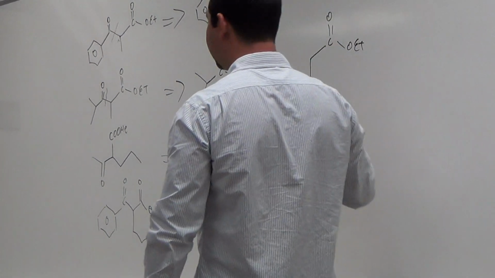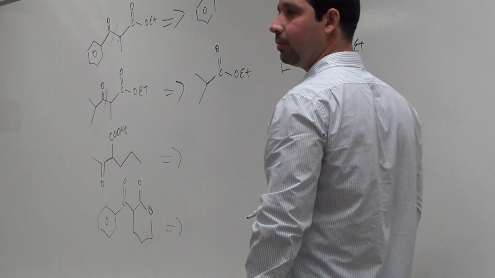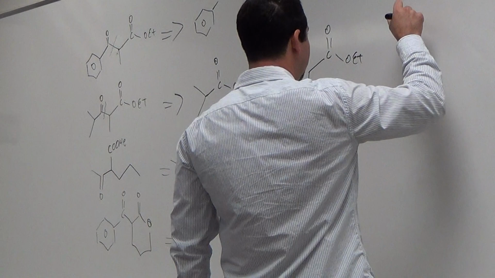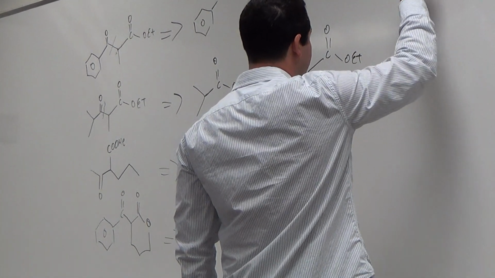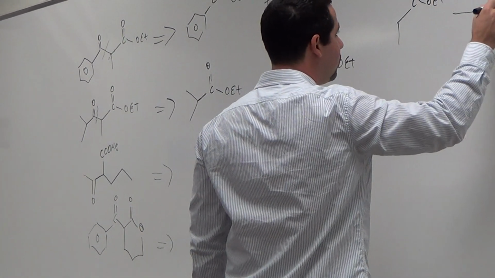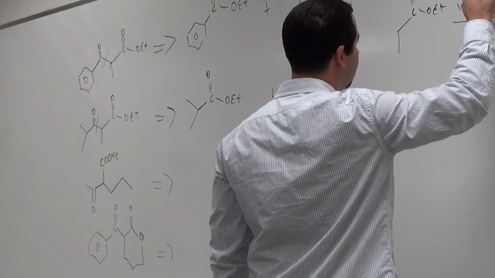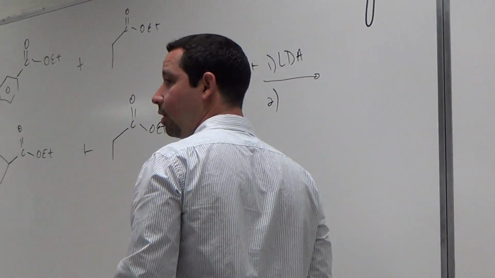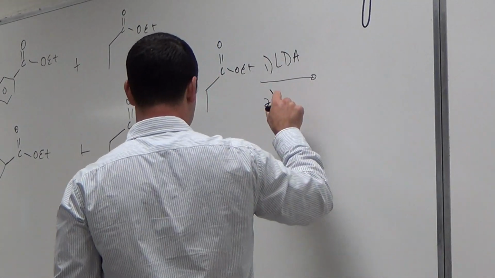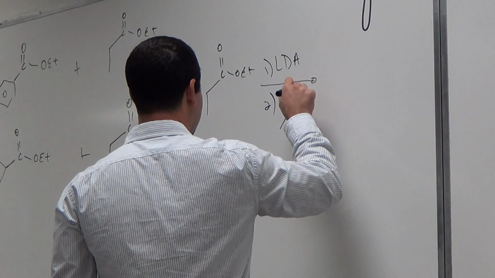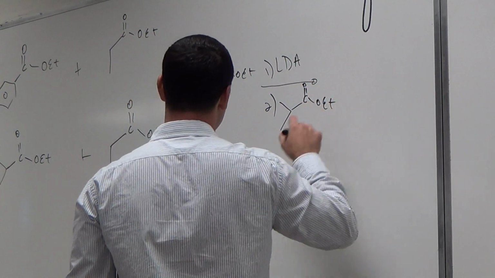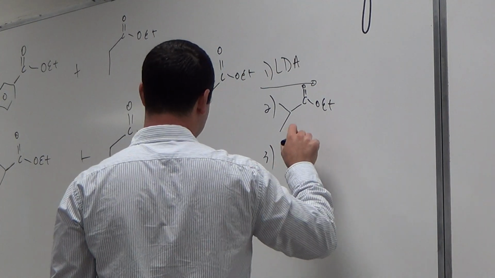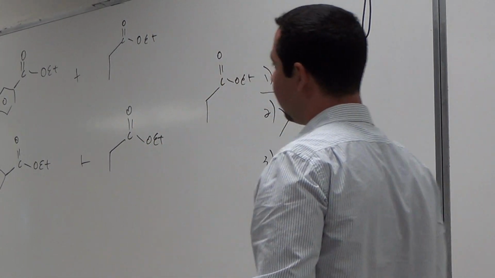Okay, so which one did I start with? This one or this one? The one on the right. Start with this one? Yeah. I'm going to start with this one. I'm going to add a base in the first step. Second step, add the second one. LDA. In the second step, I'm going to add the other ester. And in the third step? H3O plus. Very good. And I'm going to get that over there.